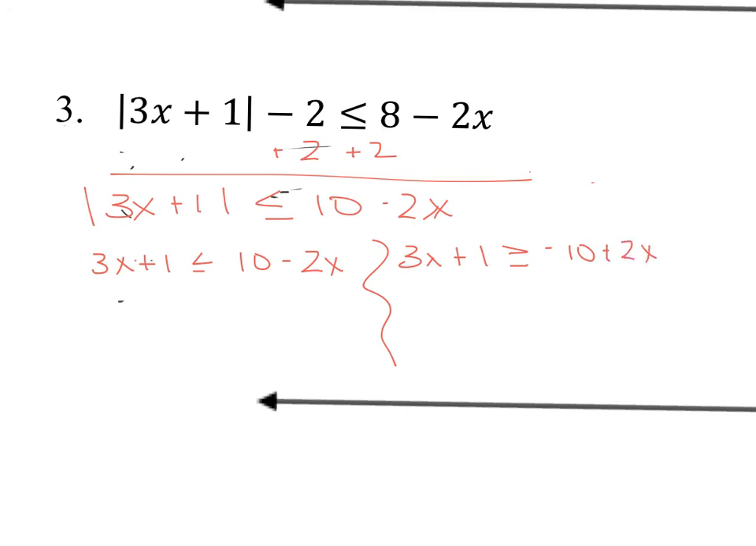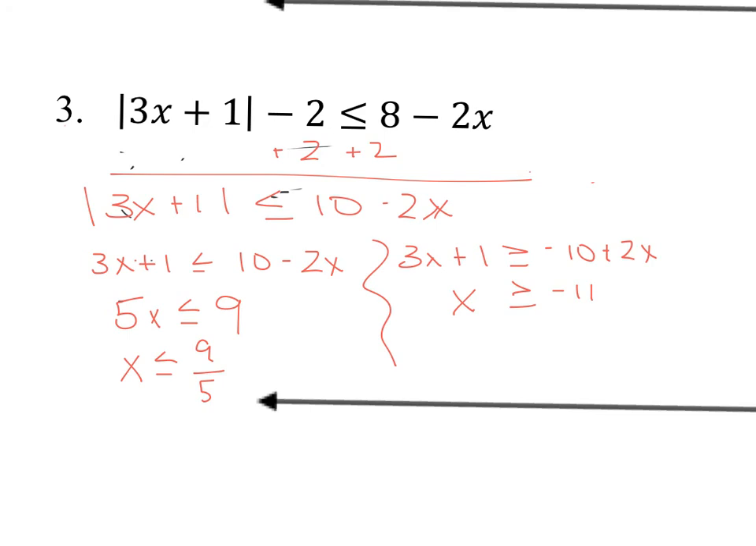On my left equation, first I'm going to add 2x to the other side. I get 5x, and at the same time I'm going to subtract 1 and get 9. So x is less than or equal to 9 over 5. On the other one, I am going to subtract 1, I get negative 11. Subtract 2x, I get x. So now I have 2 solutions. I'm going to go ahead and graph them.